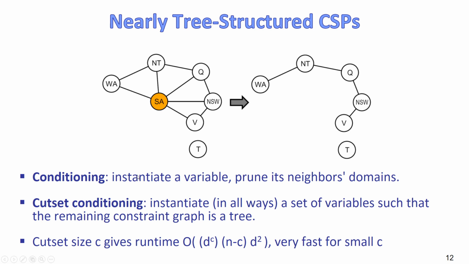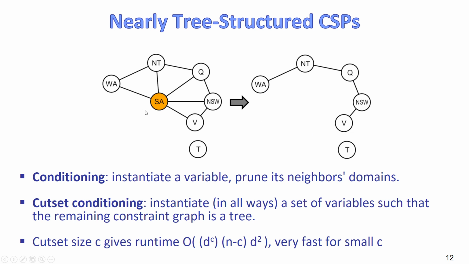So what is conditioning? First, look at this graph. Is this graph tree structured? Is this CSP tree structured? Of course not, because we have loops here everywhere. Loop here, loop here, loop here, loop here. So it's not tree structured. The question is, can we convert it into a tree structure? Yes, look at this right side.